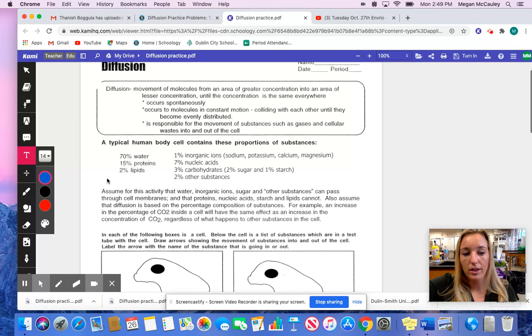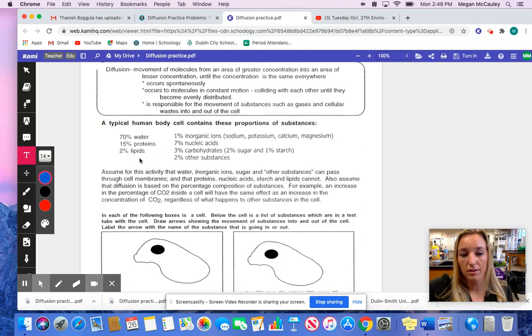cells. So here is a typical human body cell that contains the proportions of substances. So a human cell is 70% water, 15% proteins, 2% lipids, 1% inorganic ions such as sodium, potassium, calcium, and magnesium, 7% nucleic acids, 3% carbohydrates, that takes up 2% of sugar and 1% of starch, and 2% of all other substances. Okay?